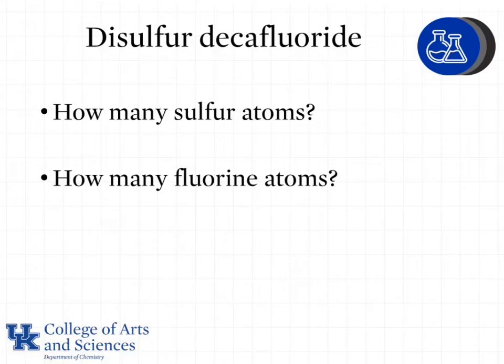Let's look at another example. Disulfur decafluoride. How many sulfur atoms are in this compound? Sulfur has the prefix di, so we have 2 sulfur atoms. How many fluorine atoms are in this compound? The prefix for fluoride is deca, which means 10, so there are 10 fluorine atoms in this compound. And that would make the formula S2F10.